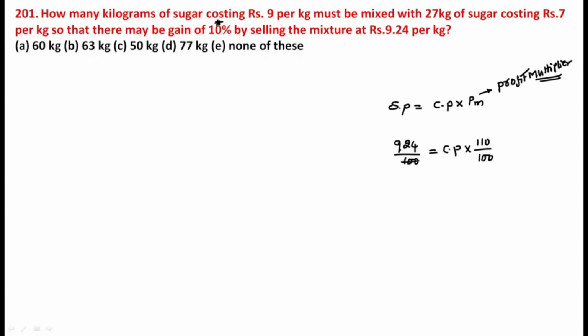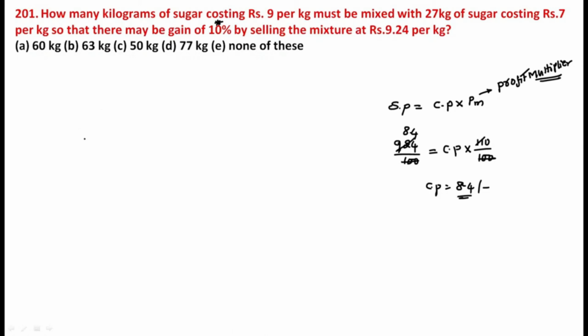Now you can cancel these two numbers. Again 11 ones are 11, 11 fours are 44, so the cost price of the mixer is exactly equal to 84 by 10, that is exactly equal to 8.4. Now you just apply the concept of allocation of mixers here.